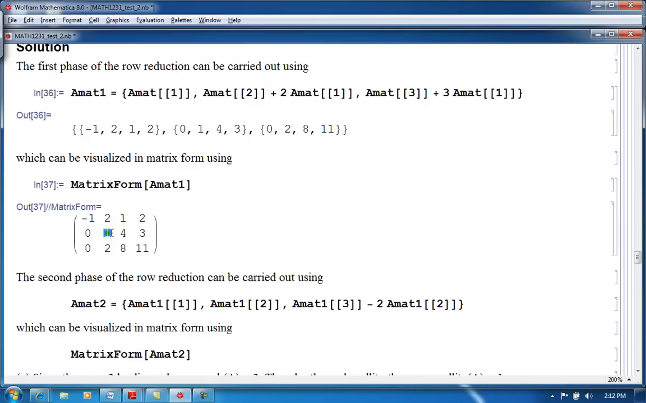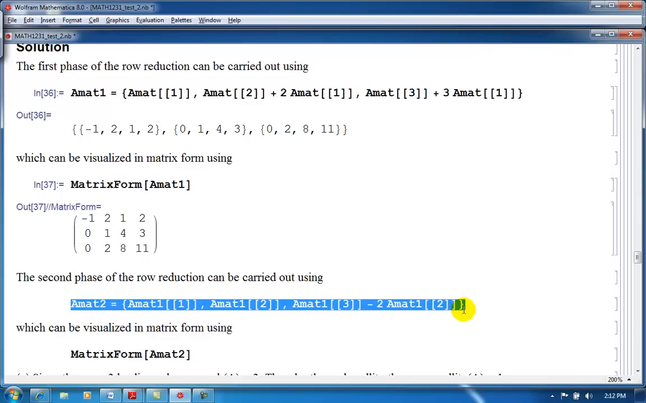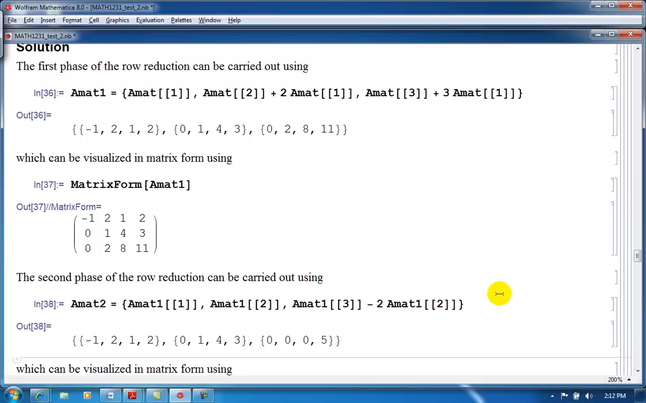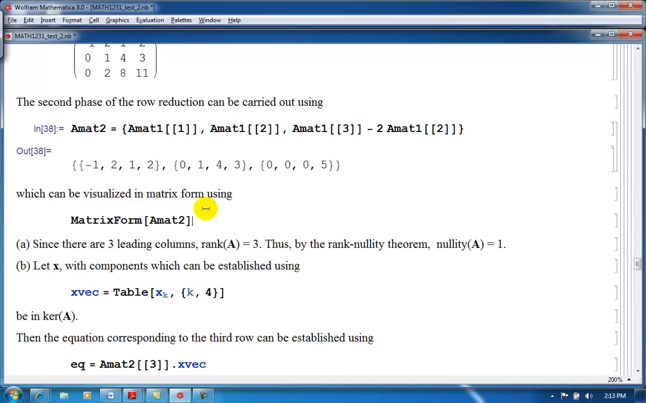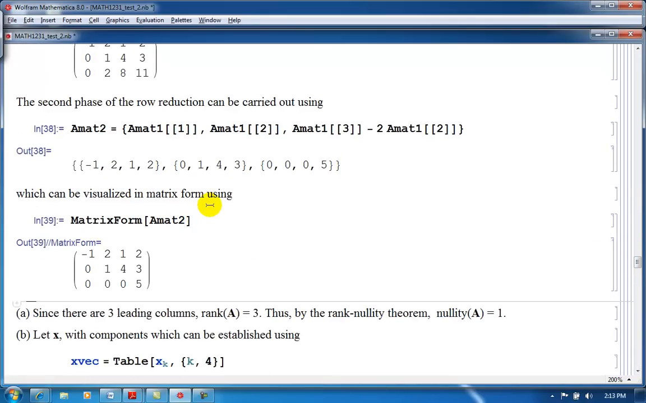We want to subtract twice the second row from the third row, and we can do that using this here, and there we go, and we can view it in matrix form using that. And we can see that there are only 3 leading columns here. See, there, that's a leading column. That is, this one isn't, and this one is.